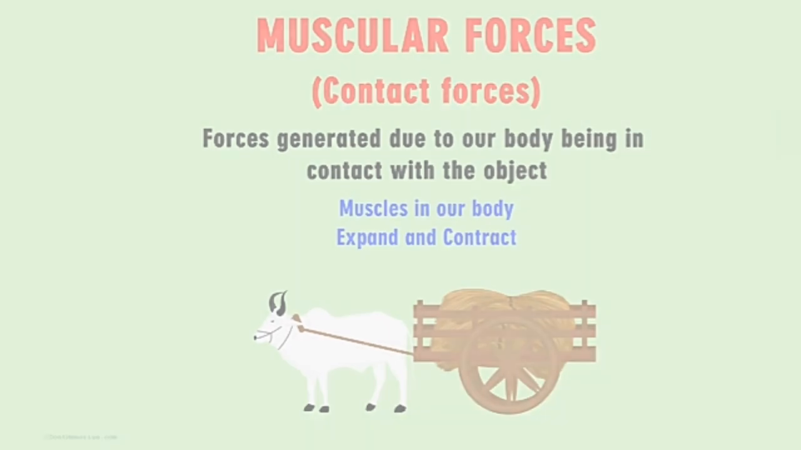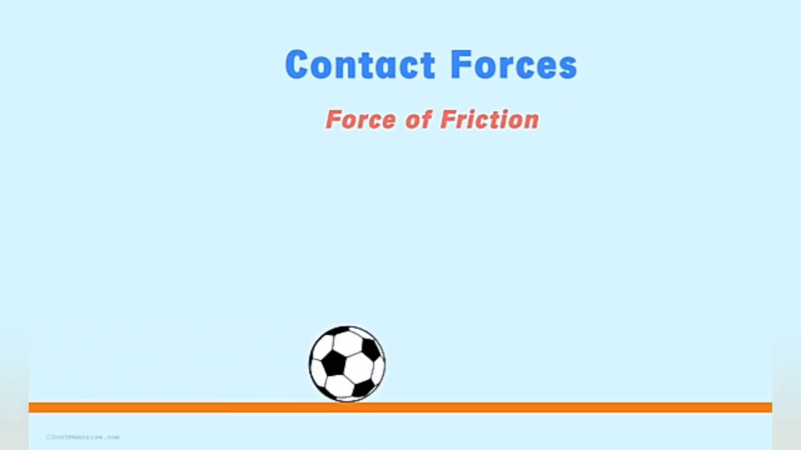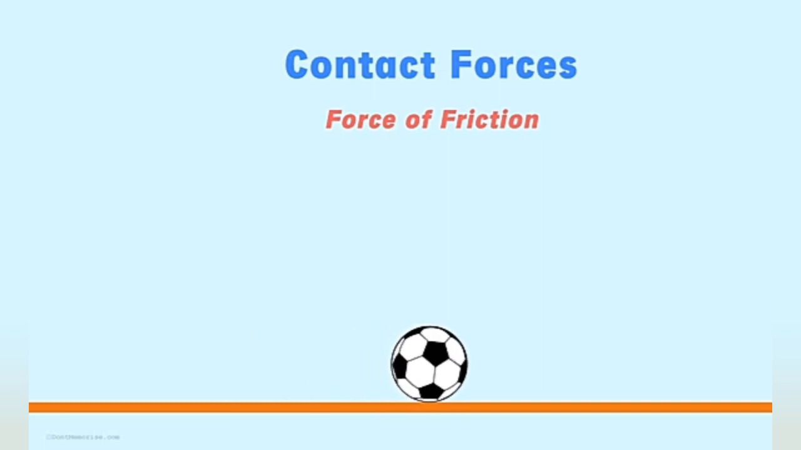Is there any other force than muscular force? Yes, it's the force of friction. Try rolling a ball on a playground. What do you notice? The ball gradually slows down after some time and eventually comes to a halt. Why did it stop? Why did it not keep moving? The reason for its slowing down and stopping is the force that the surface applies on the ball when it is moving, and the direction of this force is opposite to the direction of the motion. This force is called the force of friction.